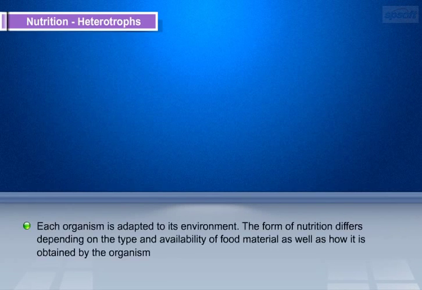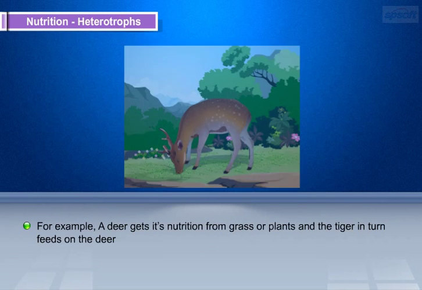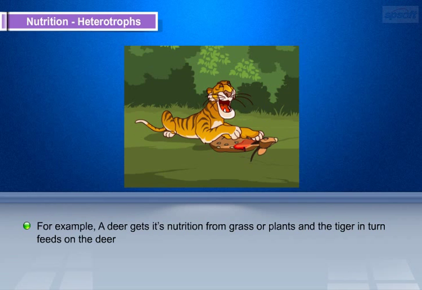Now let us discuss nutrition in heterotrophs. Each organism is adapted to its environment. The form of nutrition differs, depending on the type and availability of food material, as well as how it is obtained by the organism. For example, a deer gets its nutrition from grass or plants, and the tiger in turn feeds on the deer.